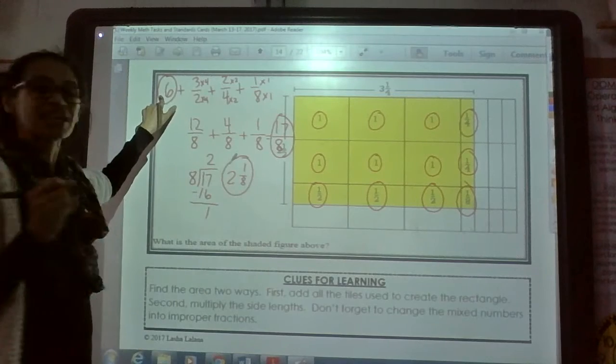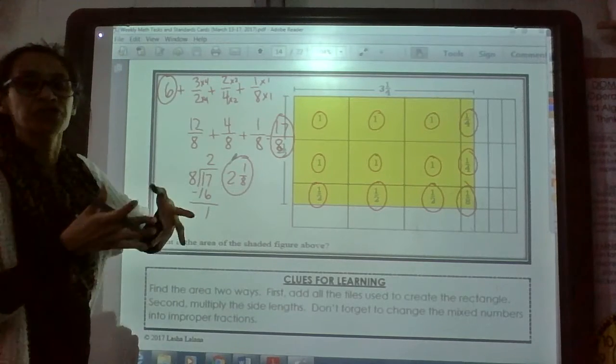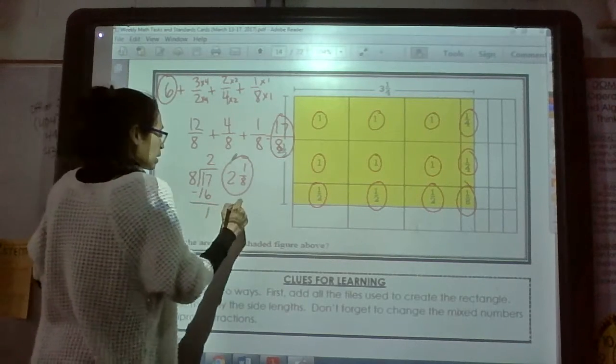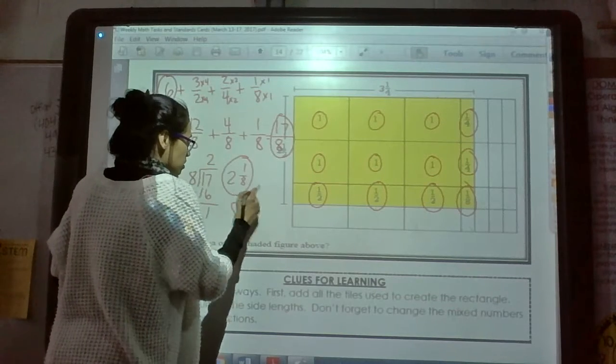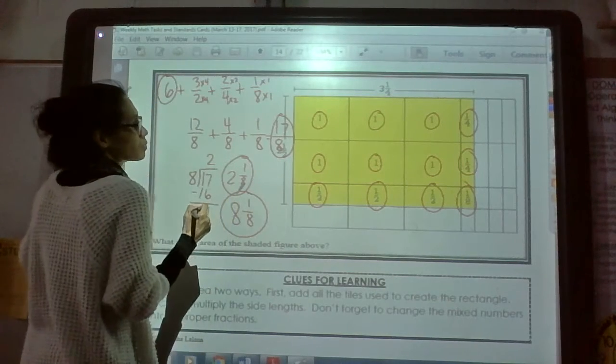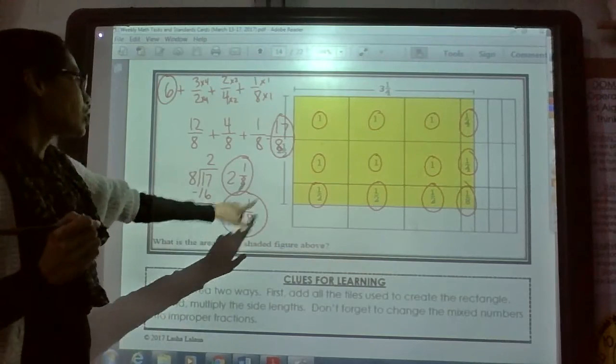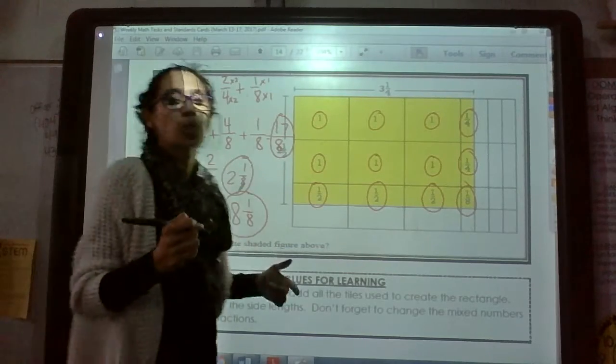But don't forget I have that 6 whole. So now let's put them together. And what do we have? 8 and 1/8. And the unit is what? Oh, they didn't even give you a unit. So the area of that shaded figure is 8 and 1/8.